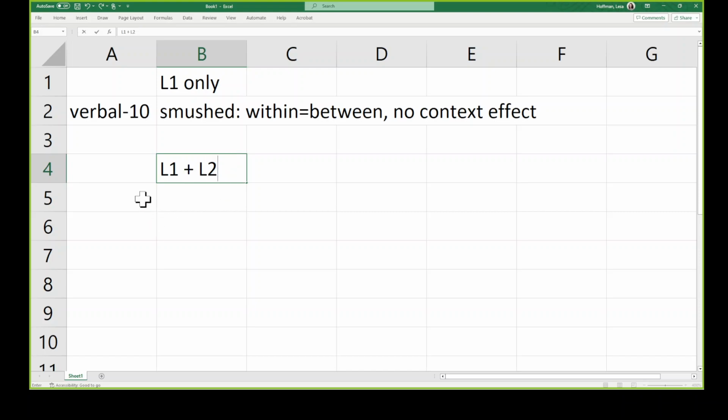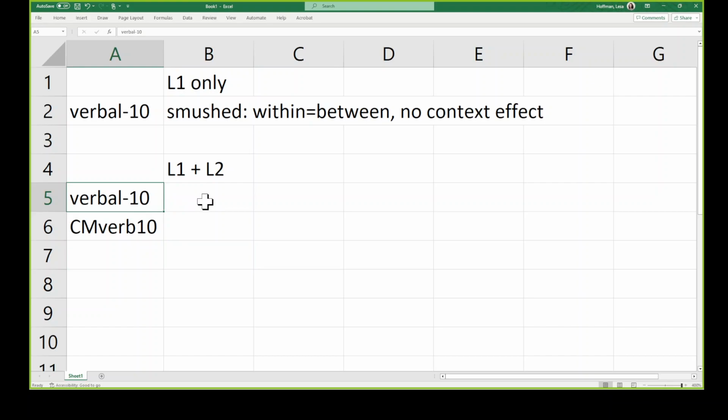There needs to be 2 variables, so keep this one. What's our other variable? I would call it something like CM verbal, centered at 10. So if I do that, what does the level 1 slope become? Is it smushed anymore or is it okay now? What does it change into? Within. What's that other one? Contextual. Okay.